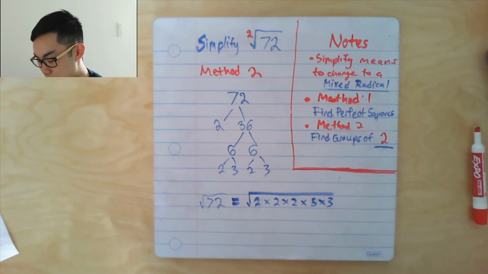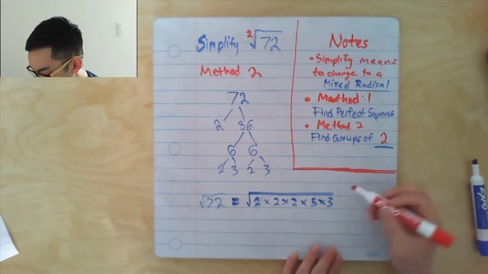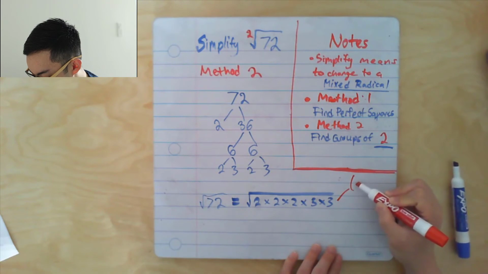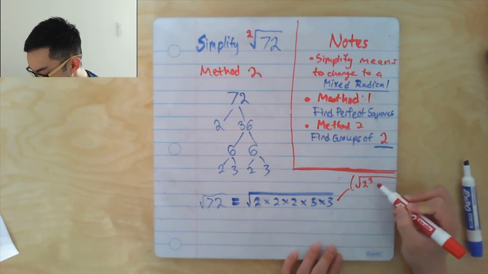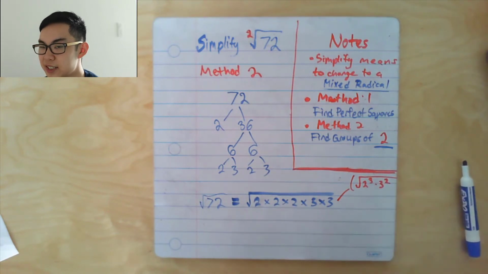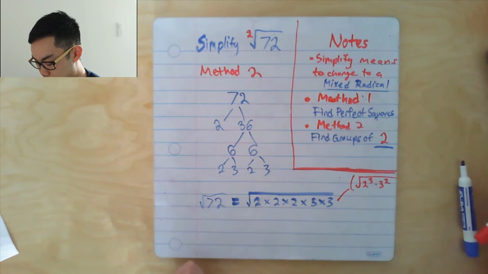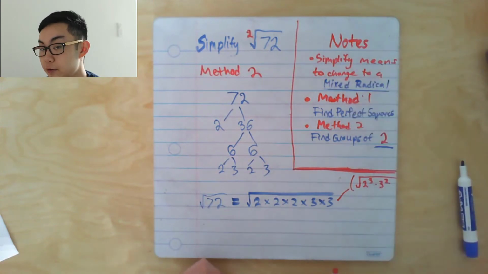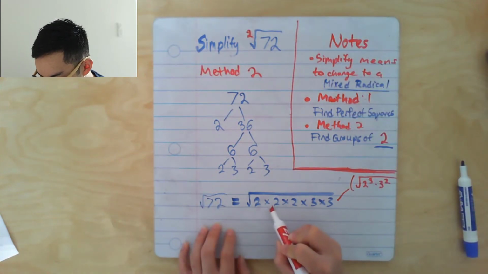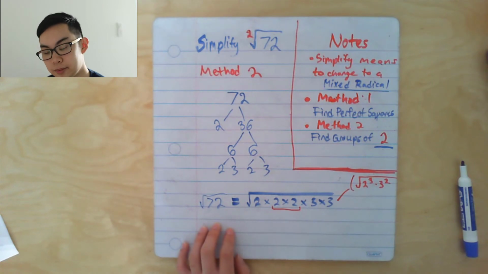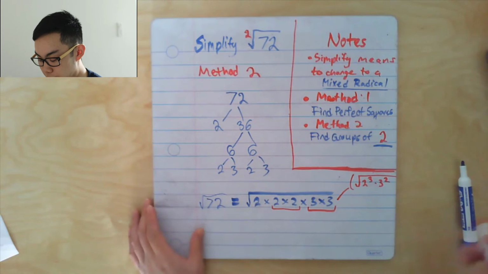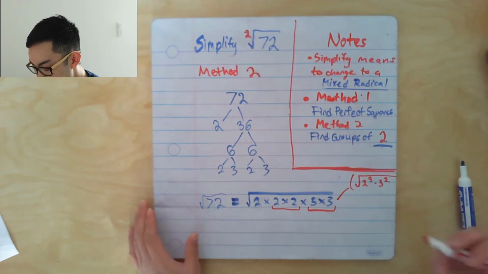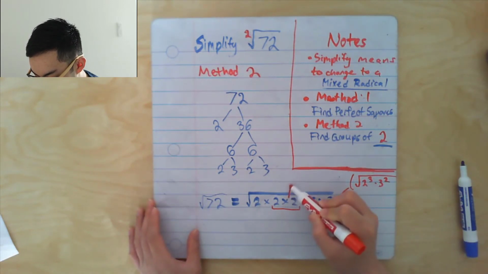You don't necessarily have to write it this long. You can write this as the square root of 2 cubed times 3 squared. Okay? But this helps us really visualize it a little more. And remember I said I'm looking for groups of 2. Well, I see one group of 2 there, and I see another group of 2 there. That means groups of 2 things. So these are the numbers I'm going to take out.